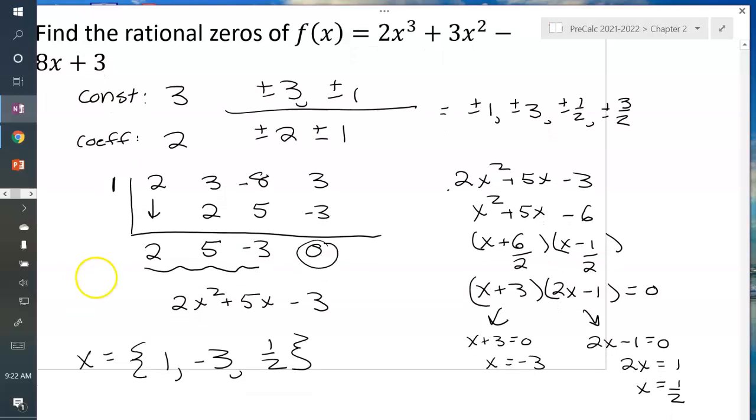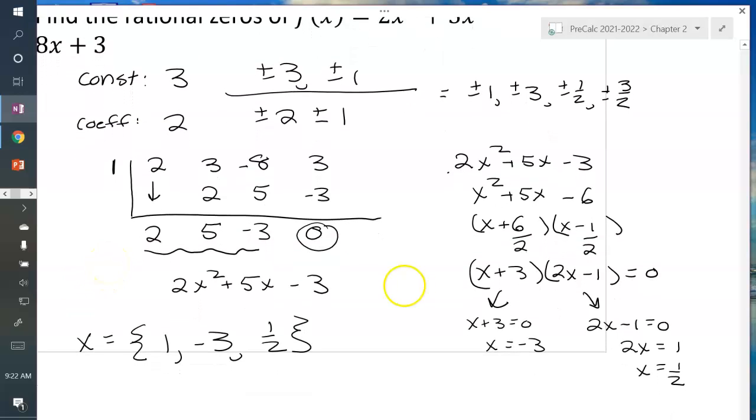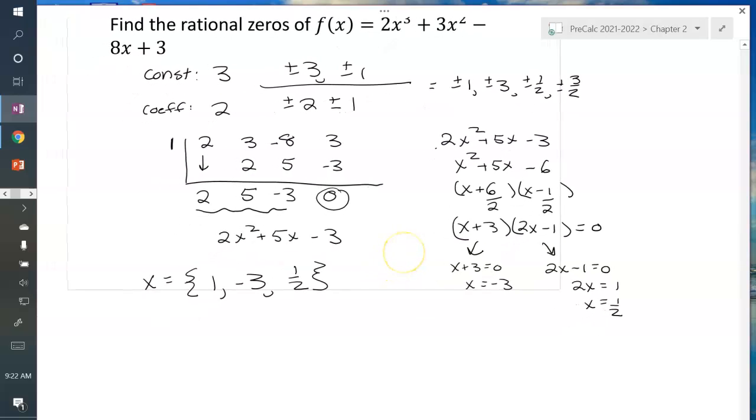So just want you to notice that this is a way that you can generate a list of rational zeros. Probably the best thing to do is like I did here. Once you get 1 and you can get yourself down to a quadratic, go ahead and factor that and see how that goes. All right, that's it for today's lesson.